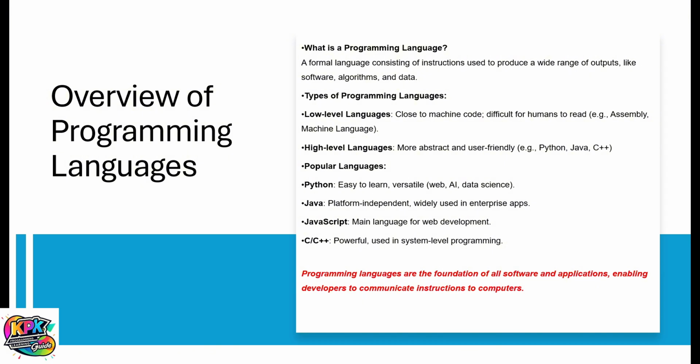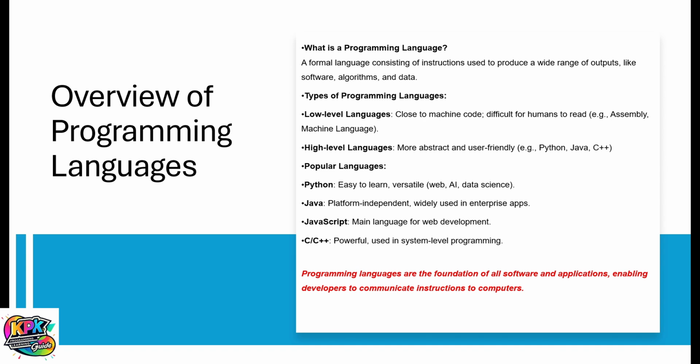Overview of programming languages. What is a programming language? A programming language consists of instructions used to produce a wide range of outputs, like software, algorithms, and data. We could say that a programming language is a language that programmers use to give instructions to computers. So there are two main types of programming languages. You have the low-level languages, and then you have the high-level languages. The low-level languages are close to machine code, that is ones and zeros, and they are very difficult for humans to read and understand. High-level languages are user-friendly, and they are similar to the human language. As such, you can read them and make understanding out of them.